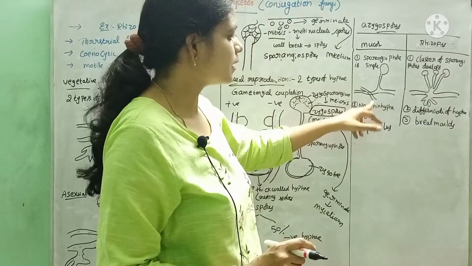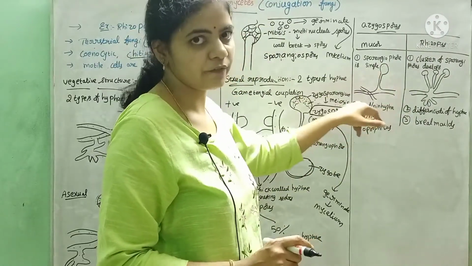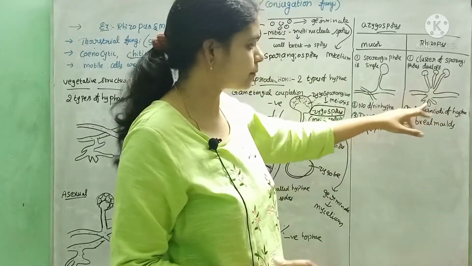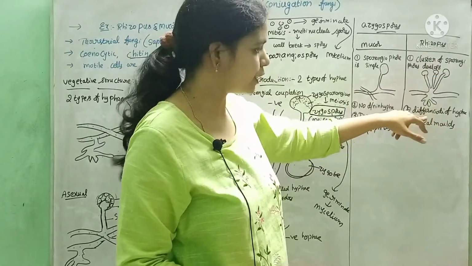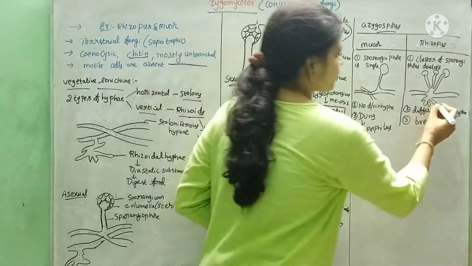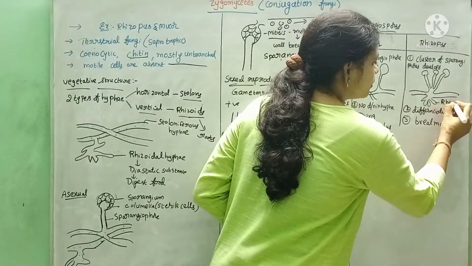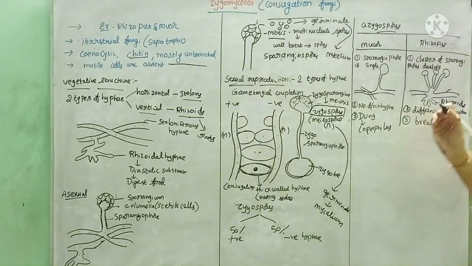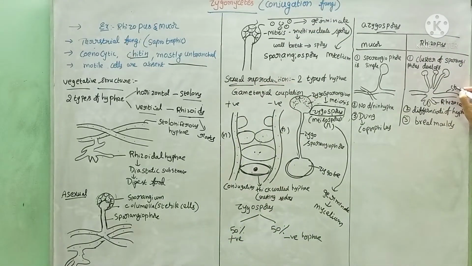And one more thing, in Mucor there is no differentiation of hyphae. Here in Rhizopus the differentiation of the hyphae takes place. That means the hyphae are differentiated into rhizoids, stolons, and sporangiophores. There is a proper differentiation of hyphae.